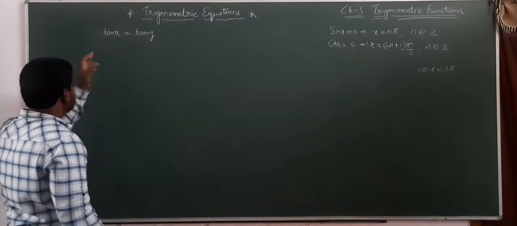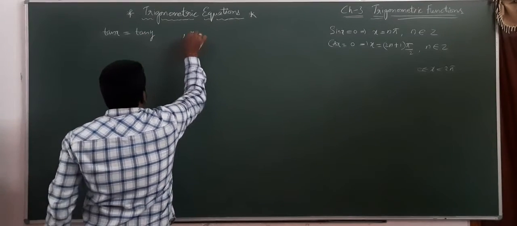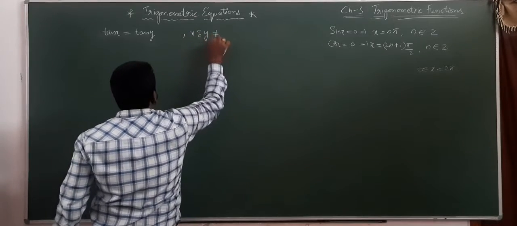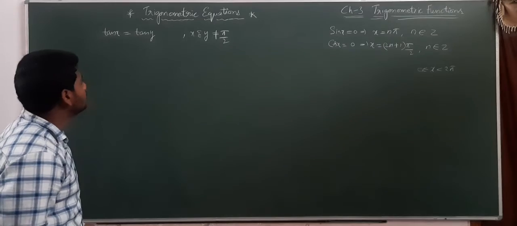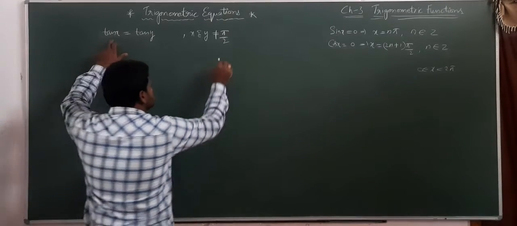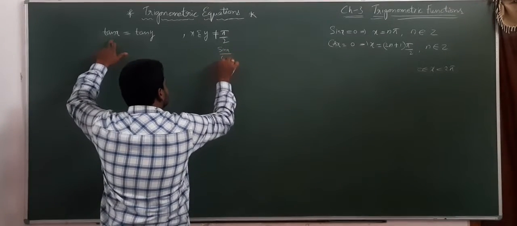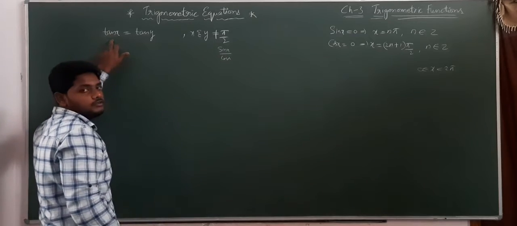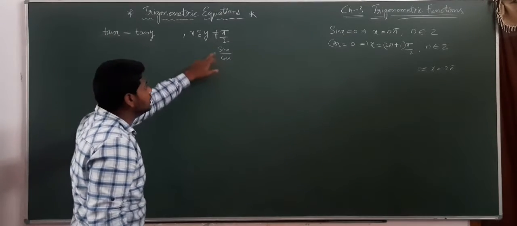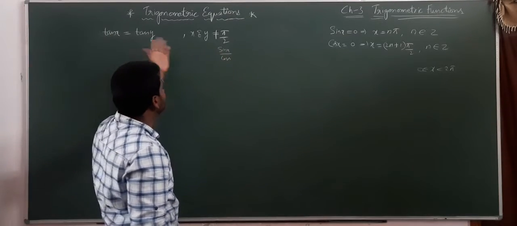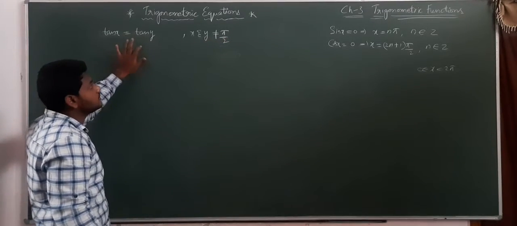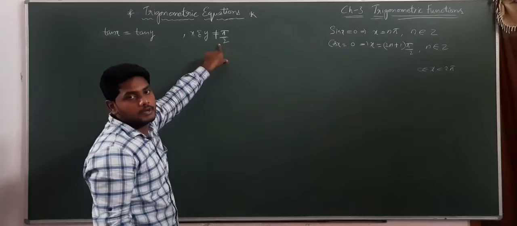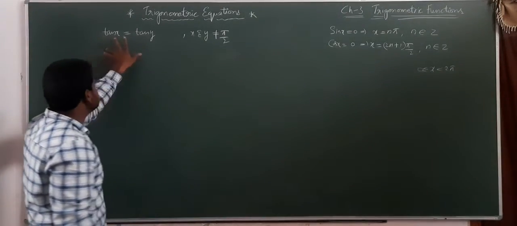See, while deriving this, here x and y are not equal to pi by 2. Why x and y not equal to pi by 2? Because tan x means sin x by cos x. What is cos pi by 2? 0. Anything by 0 is undefined, so we cannot define this. Similarly tan y means sin y by cos y, so y also should not be equal to pi by 2. Understand this?